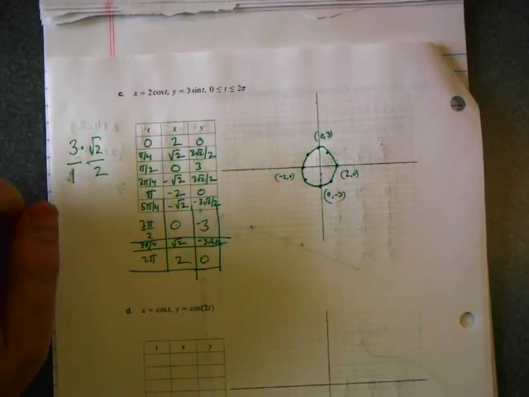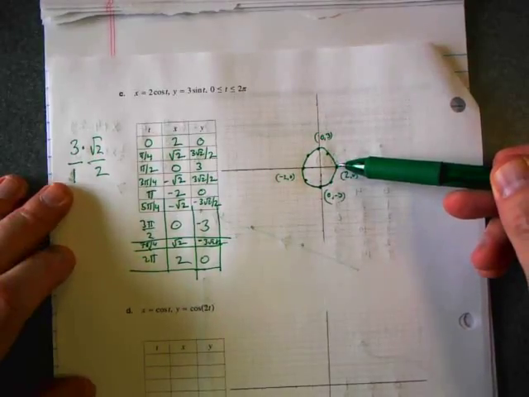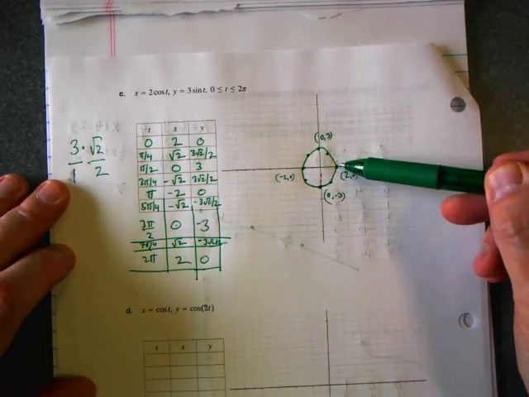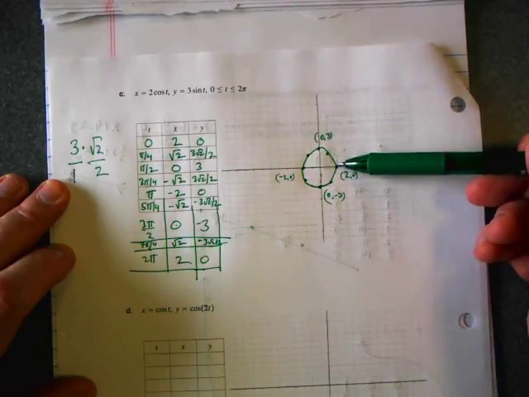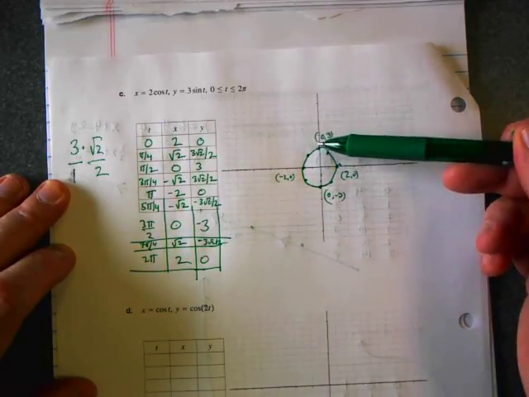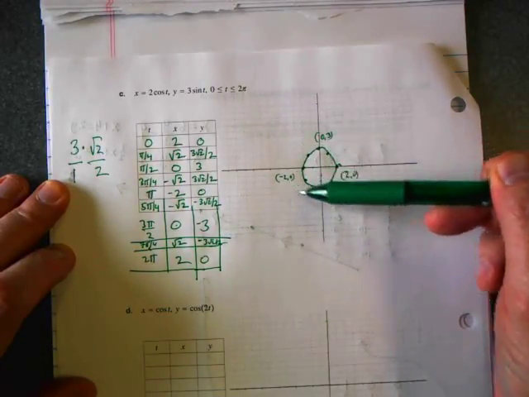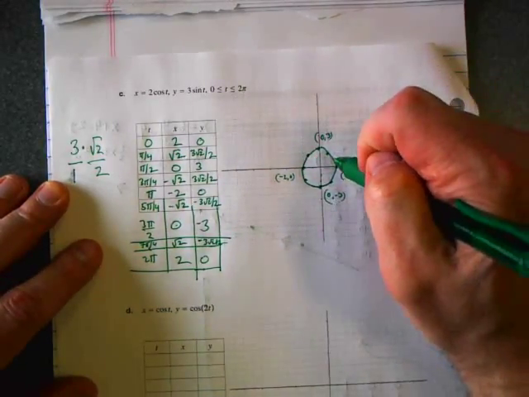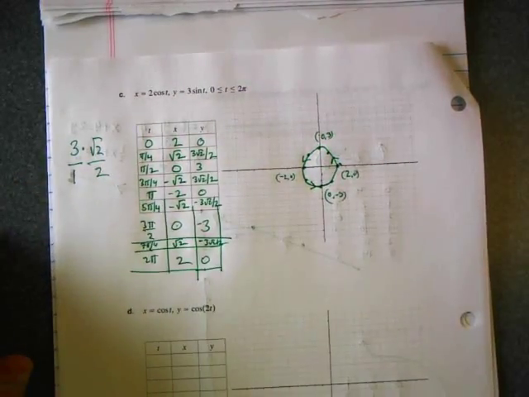Which way do I draw my arrows? What direction did it go? When I plugged in 0, I got this. Sorry, counterclockwise. This is going counterclockwise, isn't it? Because this is when I plugged in 0. This is when I plugged in pi over 2, pi, 3 pi over 2. So it's going that direction. So my arrows indicate that we're moving in a counterclockwise direction.